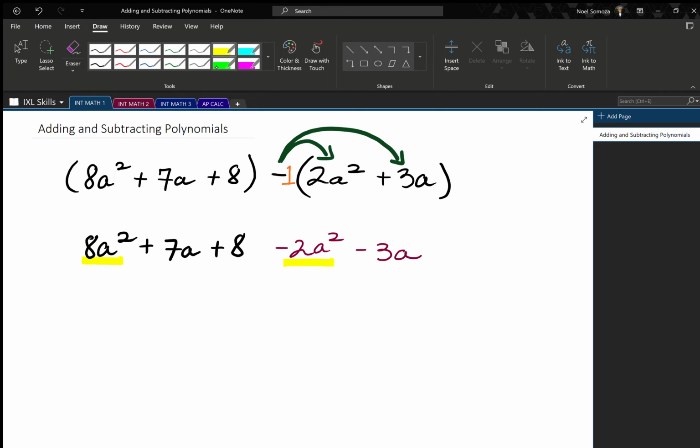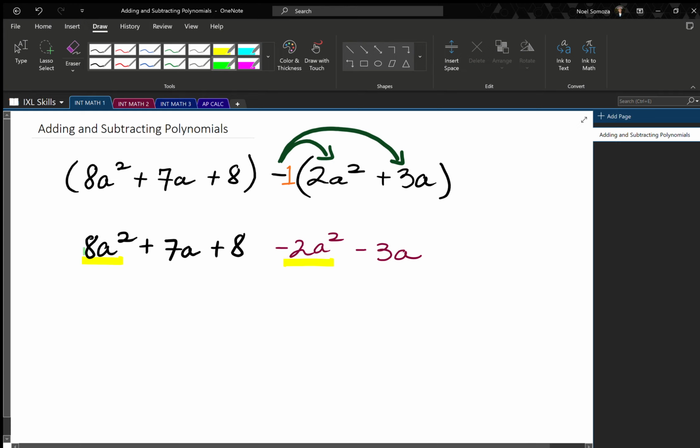What I'm allowed to do with these two family members, okay, is combine the coefficients. Okay, so who are the coefficients? The coefficients are the values, the numbers in front of the a squared. So I'm allowed to combine these two together. When I do so, what I can do is take 8 minus 2 and I get 6. 6 of what? 6 of a squared.